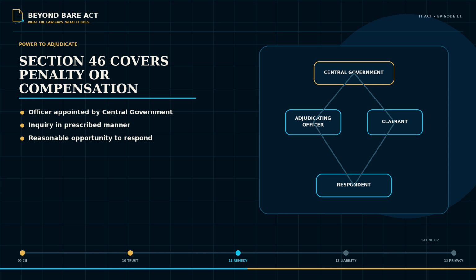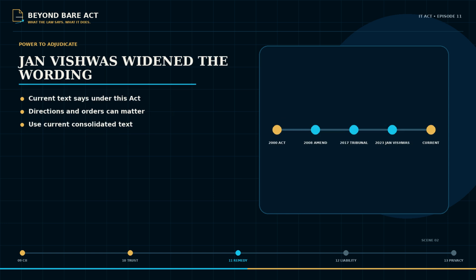Section 46 also gives the adjudicating officer specified civil court powers for the inquiry and execution context. Those powers do not transform the process into an ordinary civil suit. They support evidence, attendance, documents, and enforceability within the statutory scheme.